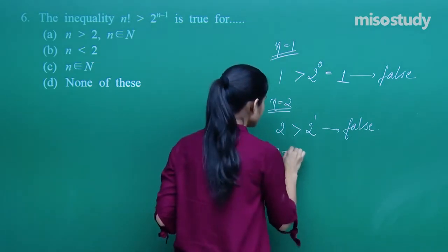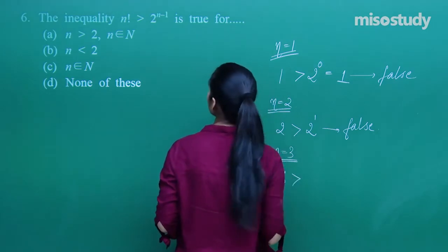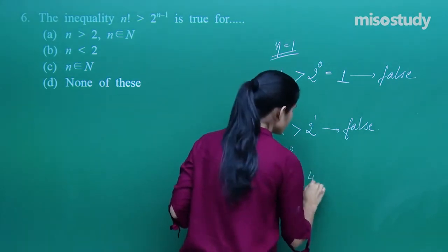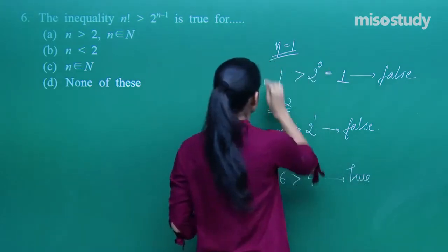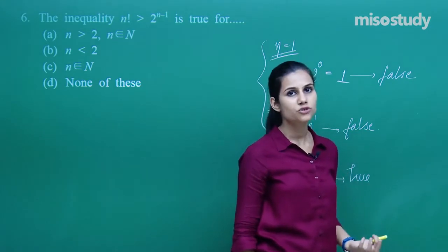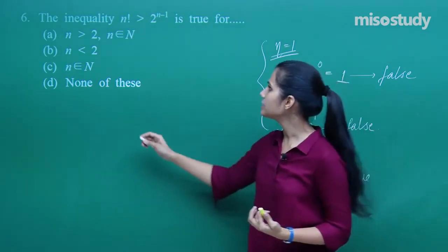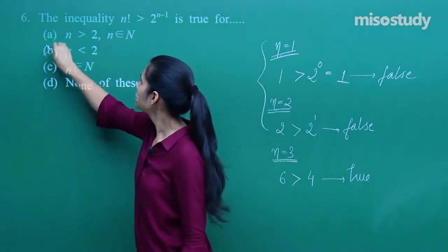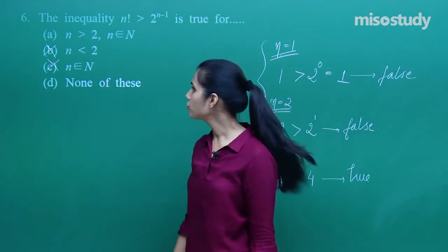If I put n equals 3, I get 3 factorial, which is 6, is greater than 2 to the power 3 minus 1, which is 2 to the power 2, which is 4. This is true. So you are getting that for n equals 1 and 2, it's not true. From 3 onwards, it's true. Let's check whether it is true for all n in N or not, because the option here is wrong, because for n equals 1 and 2, it's not true.